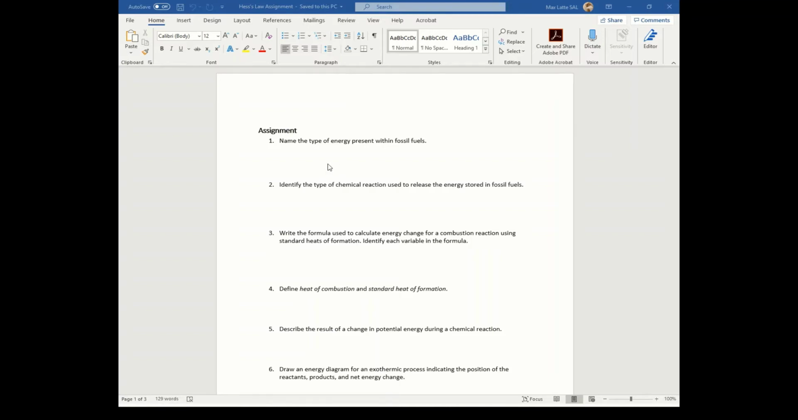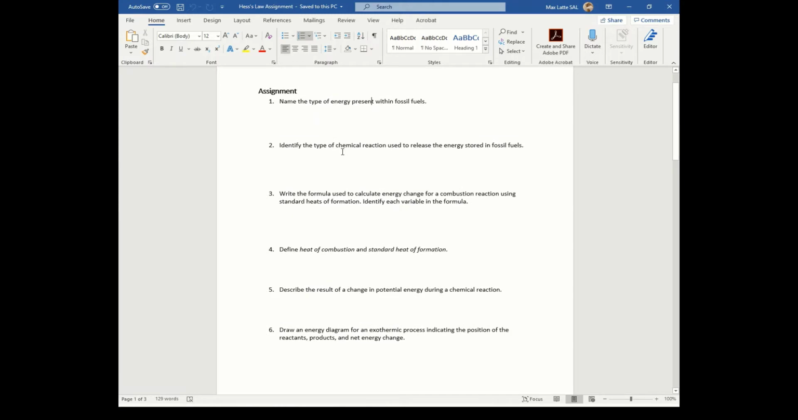Okay, let's start off by going through this assignment. So they ask to name the type of energy present in fossil fuels. That is chemical potential. Identify the type of chemical reaction used to release energy stored in fossil fuels.